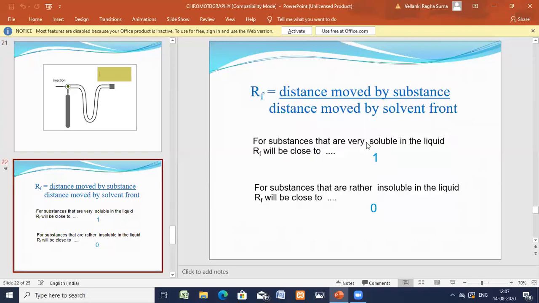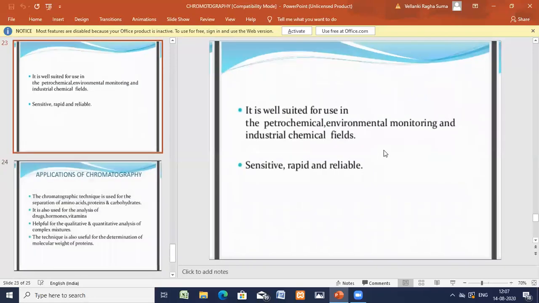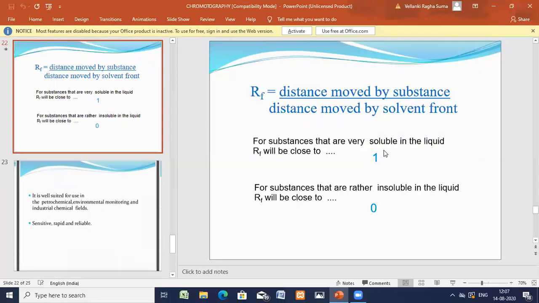Again, both of them have one and the same principle: distance moved by the substance divided by distance moved by the solvent. For substances that are soluble in the liquid, the RF value will be 1. For substances that are insoluble in the liquid, the RF value will be almost 0.